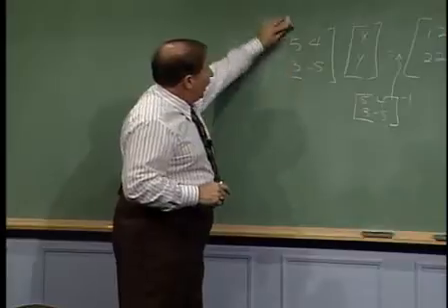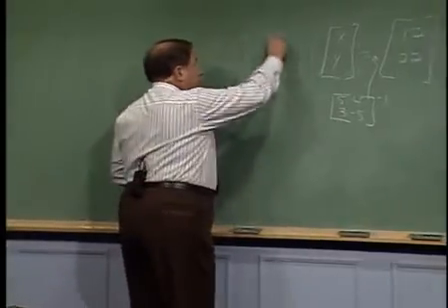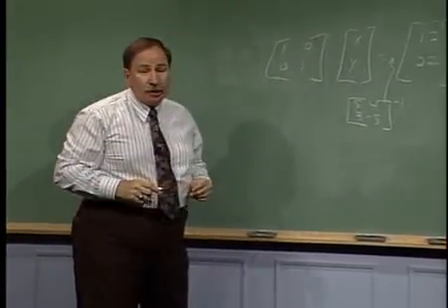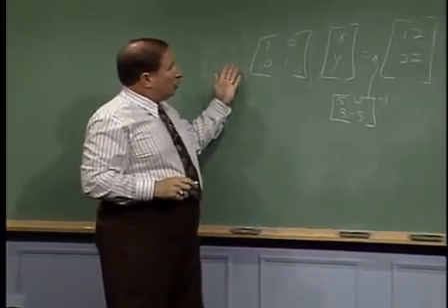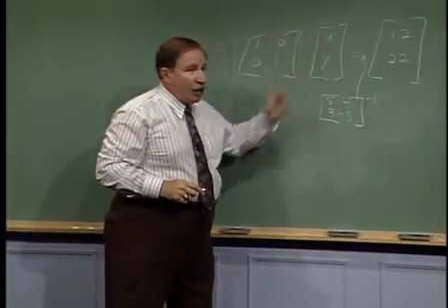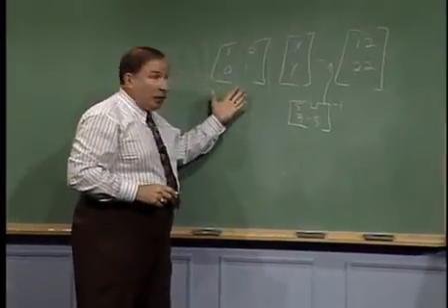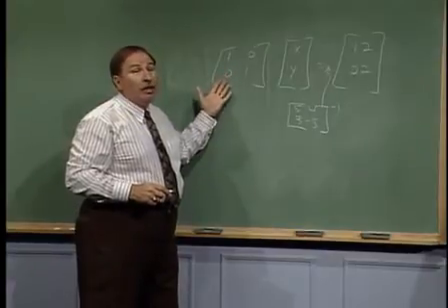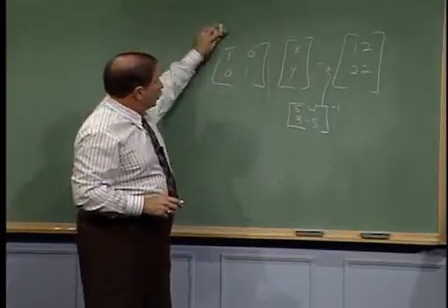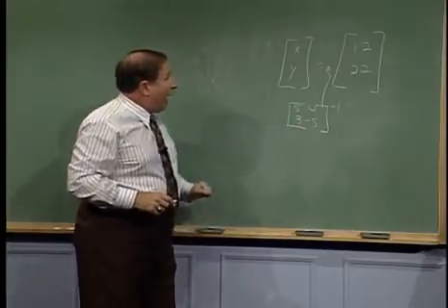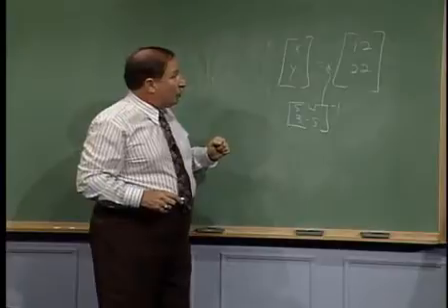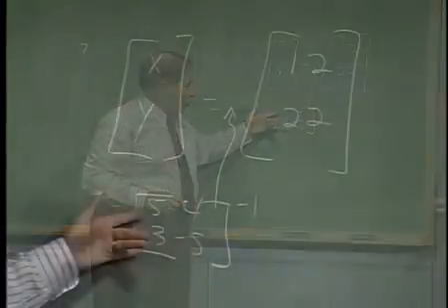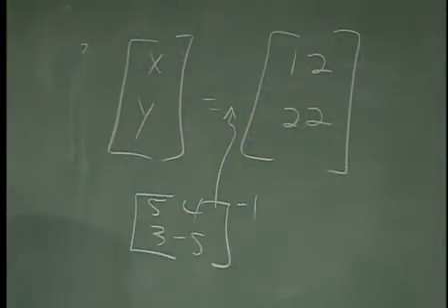So let me erase this, and we're going to multiply, and what we're going to get is the matrix 1, 0, 0, 1, the identity matrix. Now, what happens when we multiply the identity matrix times xy? When we multiply a number by 1, we get the same number. When we multiply a matrix by the identity matrix, we get the same thing. It doesn't change anything, so we can erase this. And now what we have is the xy matrix equals the product of the inverse times 12, 22. When we multiply this square matrix by this column matrix, we will get the answer.